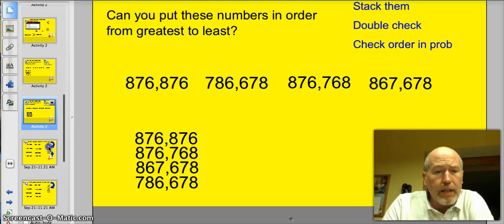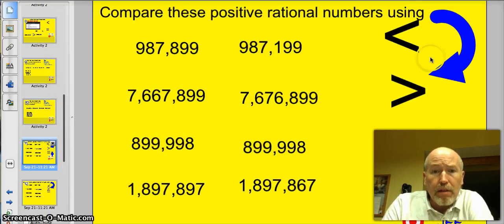All right, next would be taking and comparing these rational numbers. Why don't you take a second to pause the video and go ahead and pick one of these three symbols to put in each of these four problems. All right, pause it.